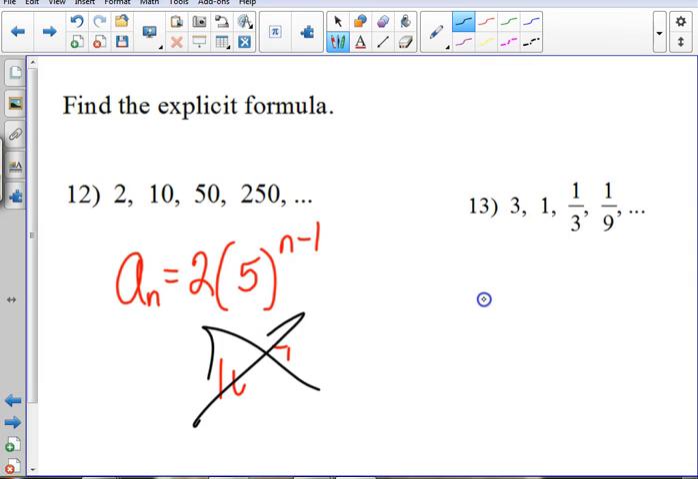So 13. Melanie, can you tell me 13? First term is? Nope. Are you not doing this? Okay. Times, what's the ratio? Can you tell what they're multiplying by?